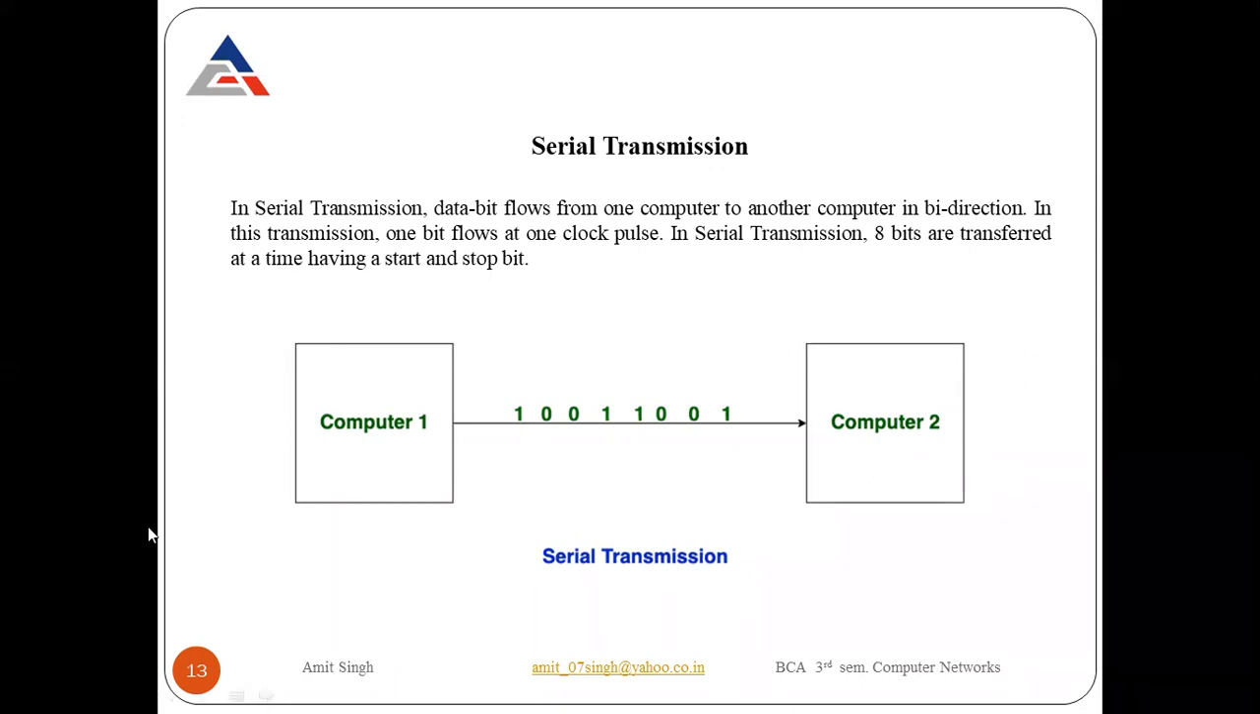We have two different concepts. The first one is the serial transmission. In serial transmission, data bits flow from one computer to another computer in a bi-direction. In this transmission, one bit flows at one clock pulse. In serial transmission, 8 bits are transferred at a time, having a start and stop. So what it means in serial transmission, the first thing is the data is moved from sender to the receiver in a serial form.